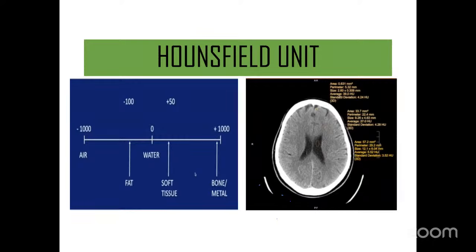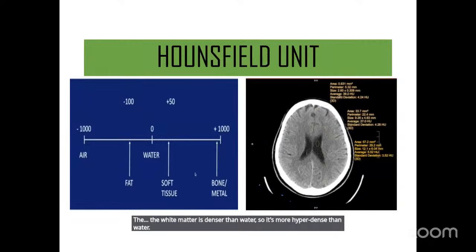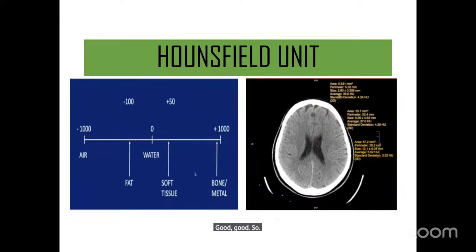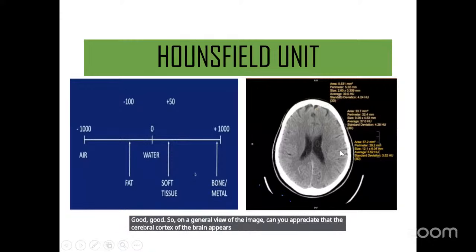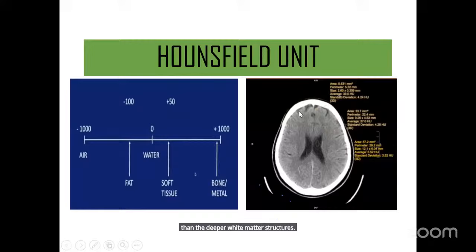The frontal bone preservative. The white matter is denser than water, so it's more hyperdense than water. Good. So on a general view of the image, can you appreciate that the cerebral cortex of the brain appears a bit whiter than the deeper white matter structures? Yes.